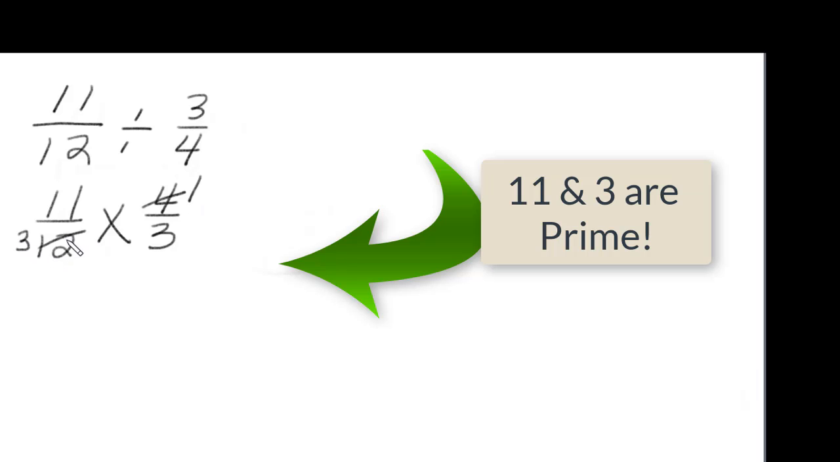Now we're ready to multiply. 11 times 1, you multiply across. You're going to multiply the numerators. 11 times 1 is 11. And 3 times 3, now we're multiplying the denominators. 3 times 3 is 9.